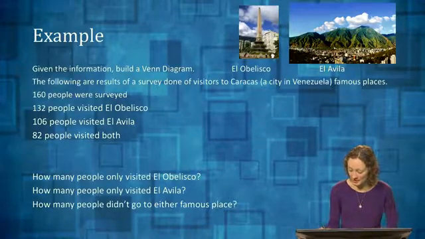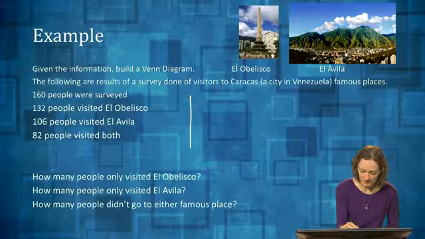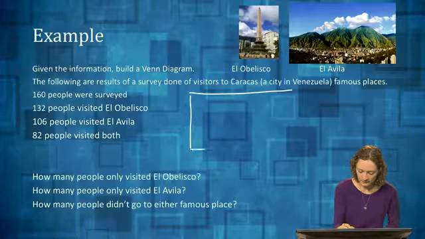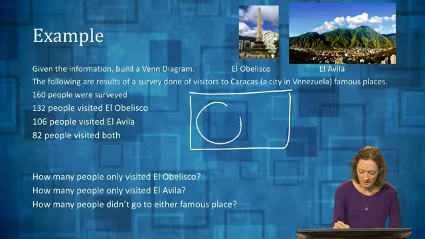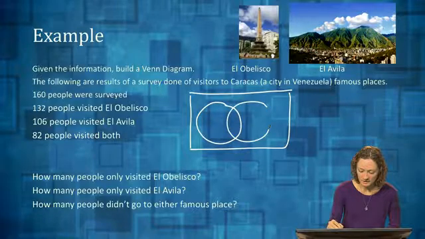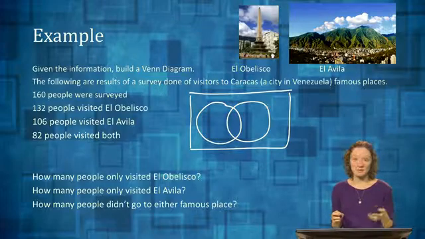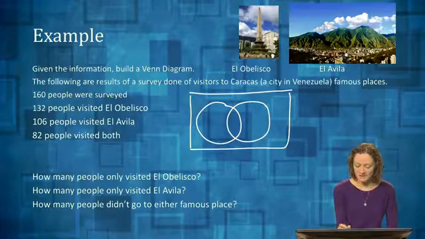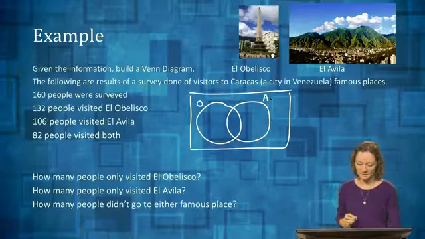Okay, so let's do the Venn diagram first. Let's go with white. Within this Venn diagram, we have two sets. The two sets in this case are people that went to El Obelisco and people that went to El Avila. And obviously, some went to both. So we'll call this set O and set A.